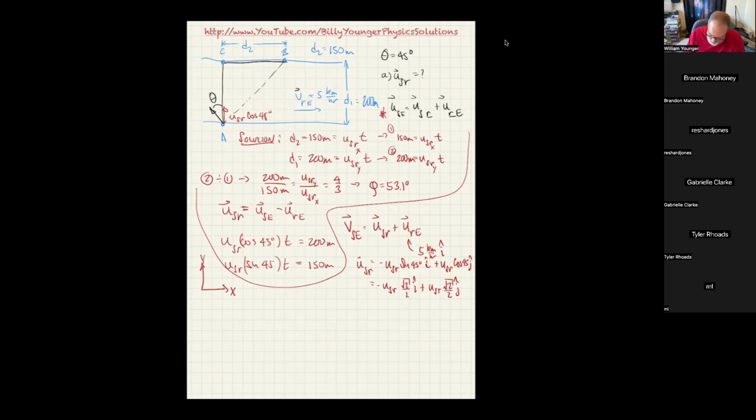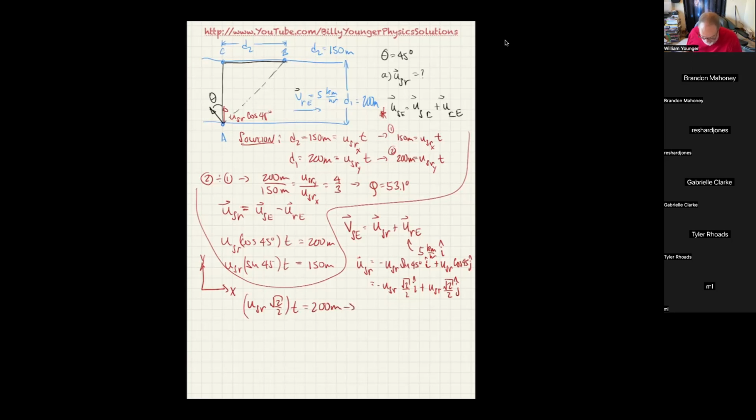Now that you know what the Y component is, you can use that to figure out how long it's going to have to travel. So we can now say U_SR times the square root 2 over 2. That's really the component of velocity going directly across the river. If you multiply that by time, then that should give you the full 200 meters.